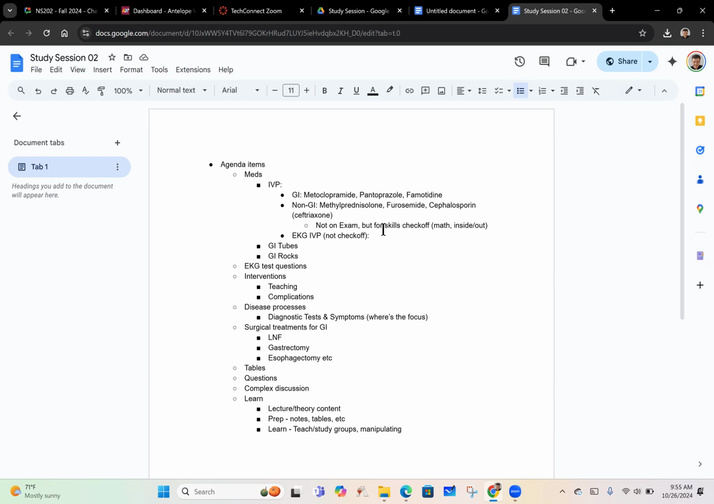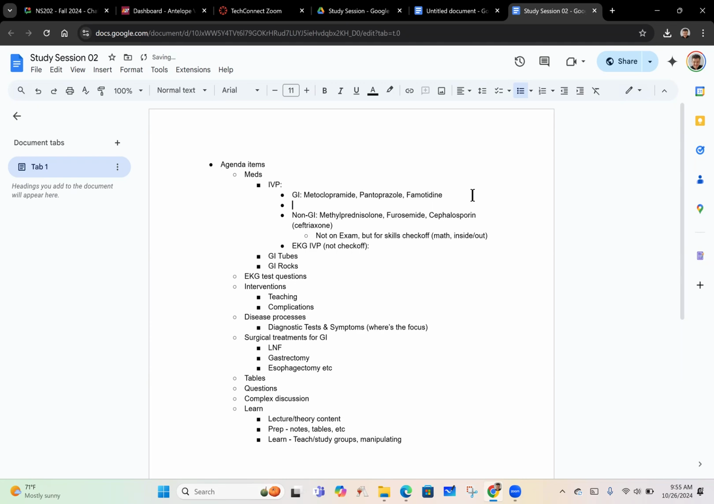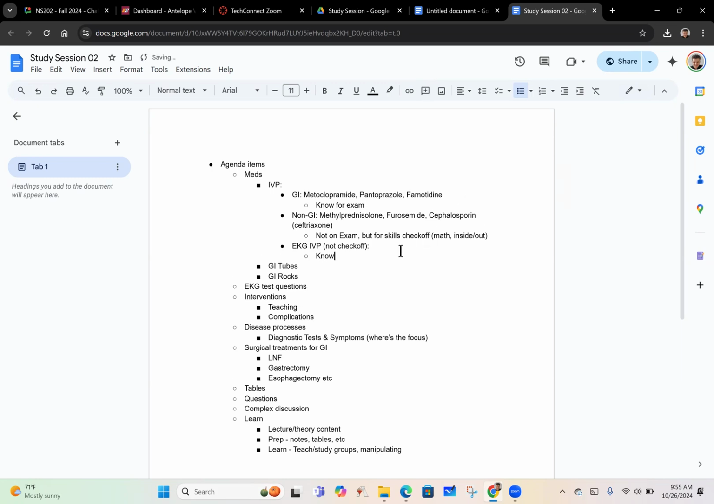So for GI meds, these ones you need to know for the exam. I've given you the side effects of pantoprazole. I've given you the action of famotidine. I've given you all the things about these GI meds, so you want to know these inside and out. Okay, and then EKG IV push. It's not a checkoff, but you need to know these.